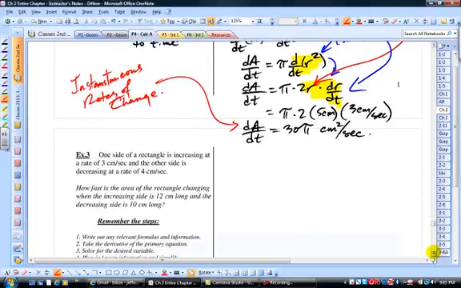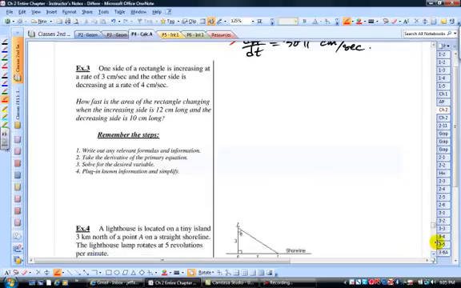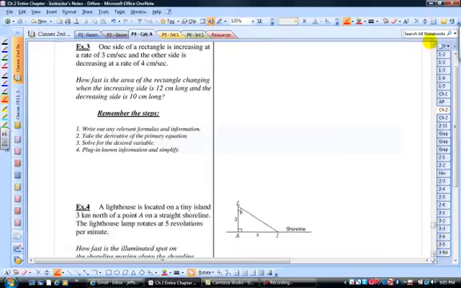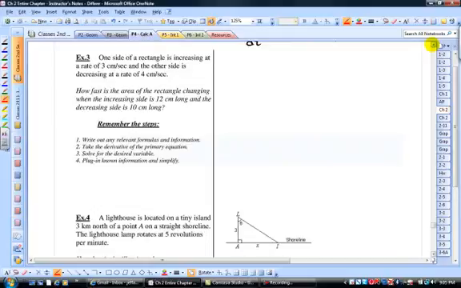Now this all takes getting used to, so let's take a look at another one and see how we apply it to these situations. In this case, we have a rectangle that's increasing, a positive value, at the rate of 3 centimeters per second. One side of the rectangle is increasing. Which side, we'll have to figure that out in a minute.